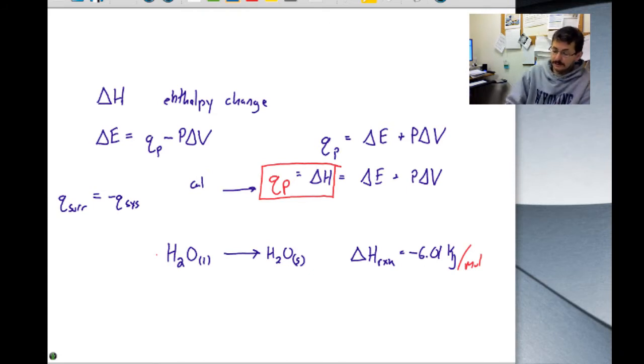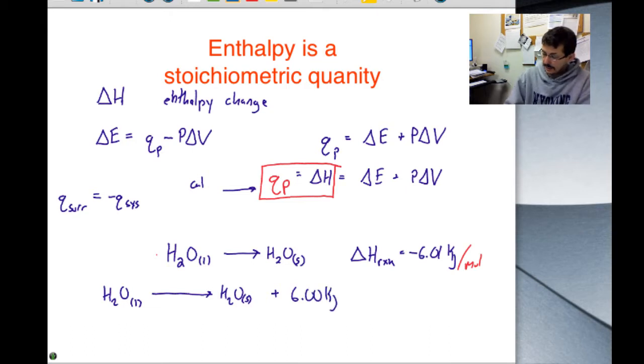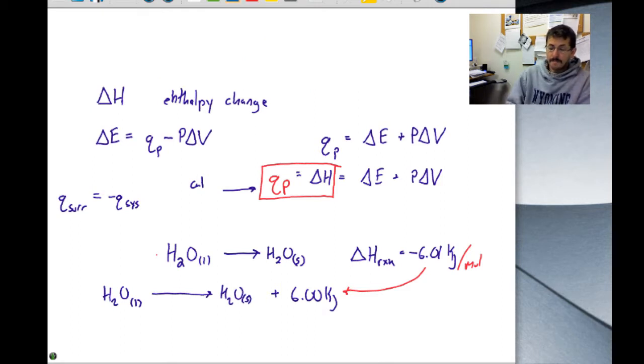Another way of thinking about it is we can think of it as a component of the reaction. H2O liquid going to H2O solid plus 6.01 kilojoules. We could think of it as an output of that system. Now, the reason it's negative is because it's being released by the system, but here we just write it as a positive value. So, the freezing of ice releases 6 kilojoules of energy for 1 mole of ice.